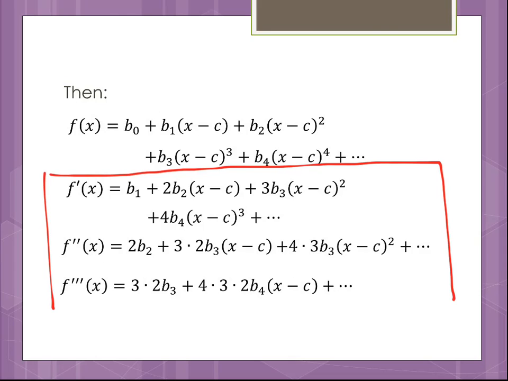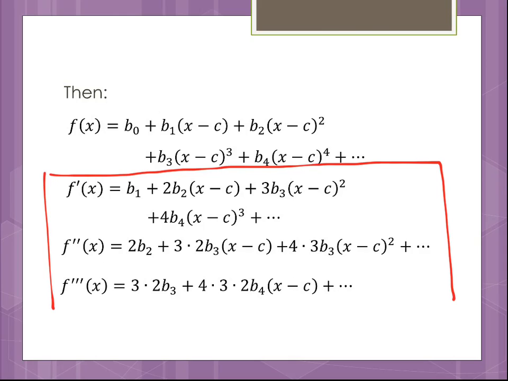And then everything after that has power rules and chain rules. The power rule, bringing the exponent down as a coefficient, will bring down the 2, the 3, and the 4 here. And all it does then is decrease the exponent by 1. So instead of this being x minus c squared, it's now x minus c. And while there is a chain rule, we don't really have to worry too much about it because the chain's inside derivative is 1. So it's very clean. The first derivative just looks like this. F prime is b1 plus 2b2, x minus c, 3b3, x minus c squared, and so forth.